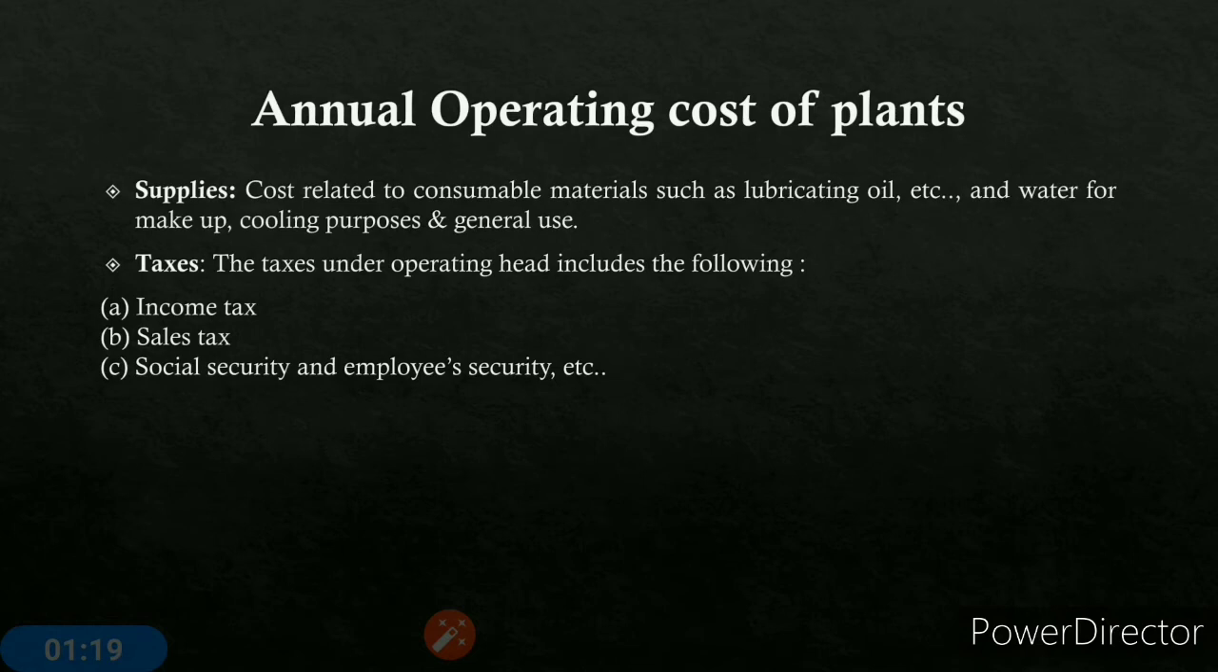Now, the next term is the supplies. Cost related to consumable materials such as lubricating oil and water for makeup, cooling purpose, and general use. And the last term is the taxes. The various taxes that have to be paid to the state government and the central government, such as income tax, sales tax, social security, and employee security.